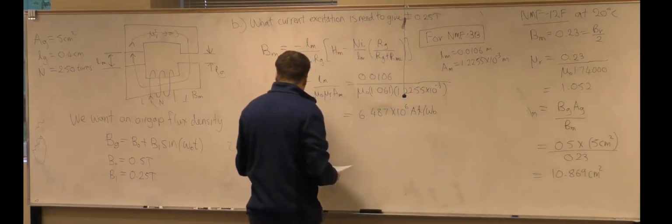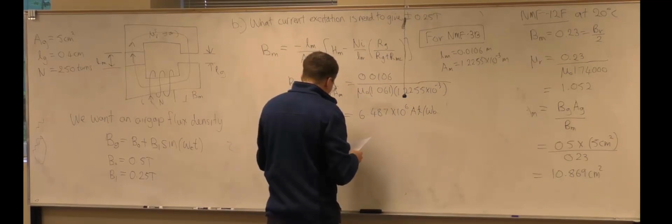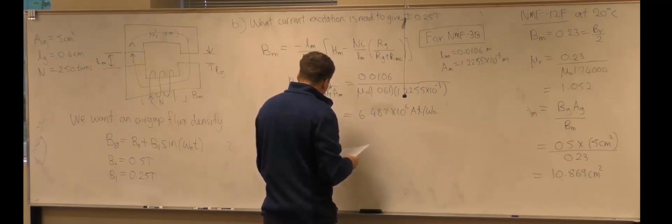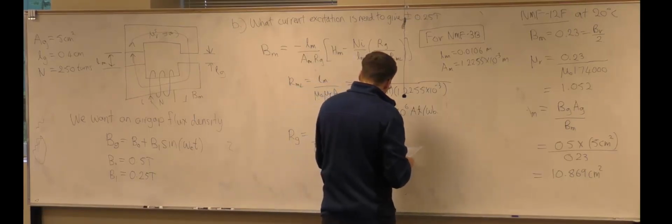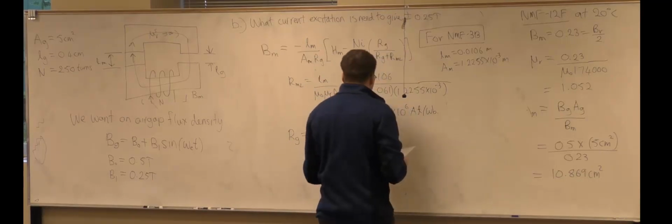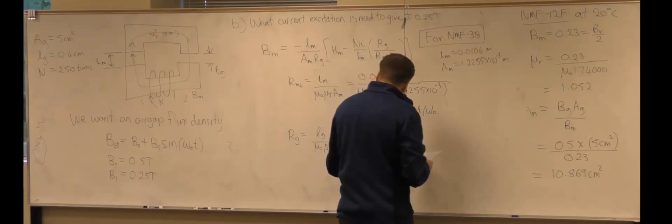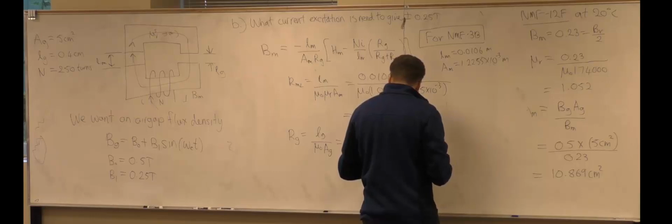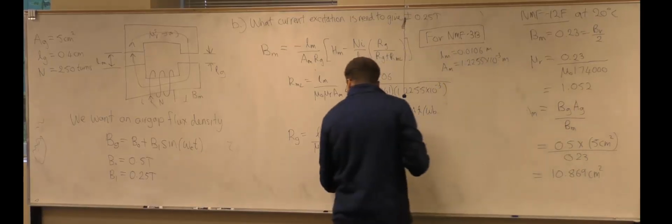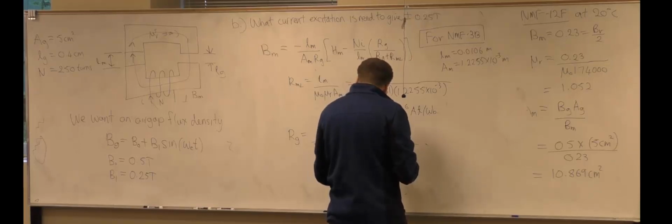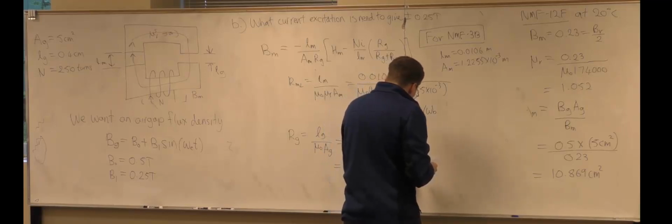Okay, and then the other term is Rg. That is the Lg divided by mu naught Ag. So that is 4 times 10 to the minus 3, and then we've got the mu naught, which is 4 pi times 10 to the minus 7, times the area of the gap, which is 5 times 10 to the minus 4. And so putting that all together gives 6.366 times 10 to the 6 amp turns per Weber.